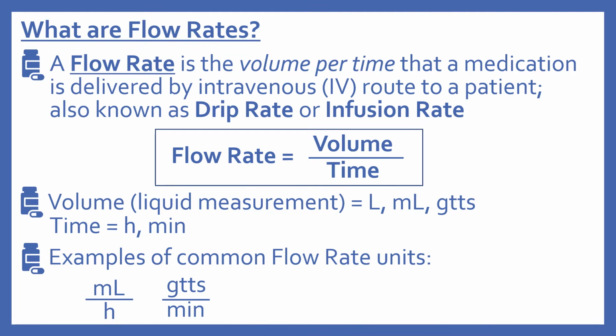So we'll begin with what are flow rates. A flow rate is the volume per time that a medication is delivered by intravenous or IV route to a patient. It's also known as a drip rate or infusion rate. So you can see flow rate equals volume per time. Volume is for liquid measurements. It can be liters, milliliters, or drops. Time is a time measurement such as hours or minutes. Some common flow rate units are milliliters per hour or drops per minute. And there you see it's volume per time.